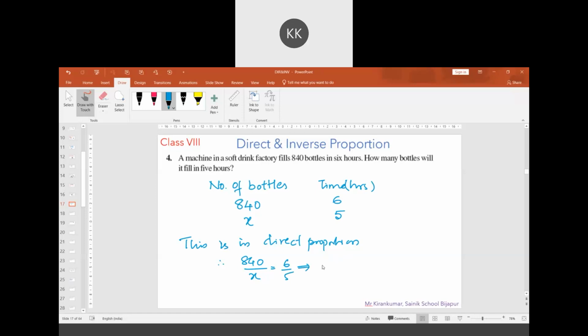What will be x now? X will be equal to 840 into 5 divided by 6. 6 divides 840, 140 times. 140 into 5 is 700. So 700 bottles can be filled in 5 hours.